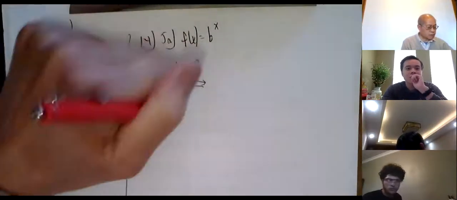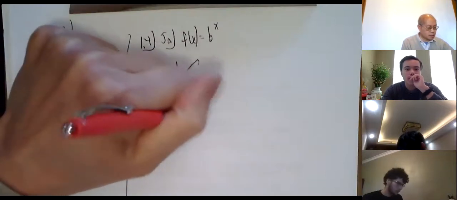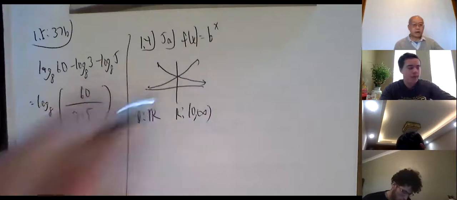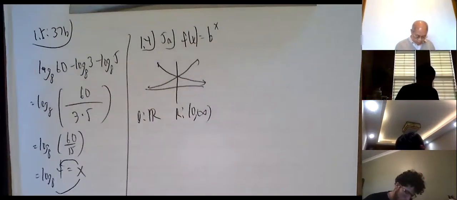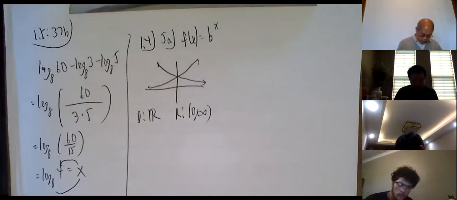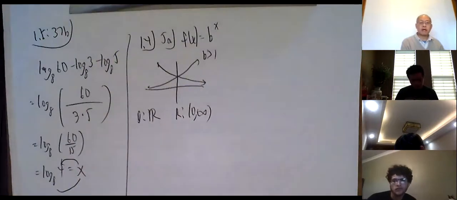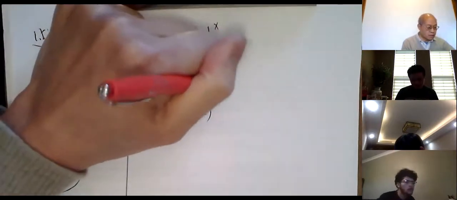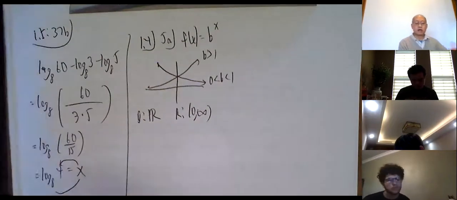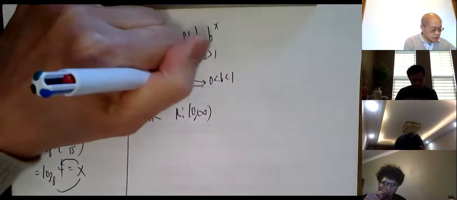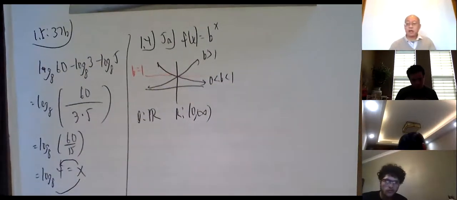Domain is all real numbers. Range is 0 to infinity. So that was also part of the question. That's true for all exponential functions. And then, sketch the graph. So this one is b greater than 1, base is greater than 1. This one, the base is between 0 and 1. If the base is equal to 1, it's kind of cheap because 1 to the x is just 1. So it just goes like that. So here, base b is equal to 1. So that's pretty much that.